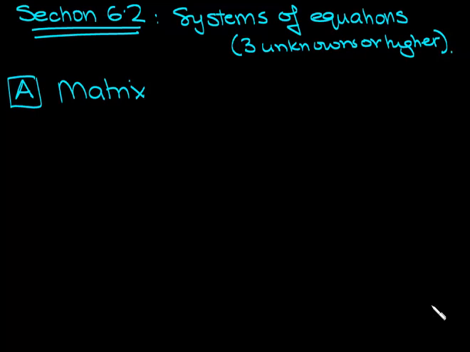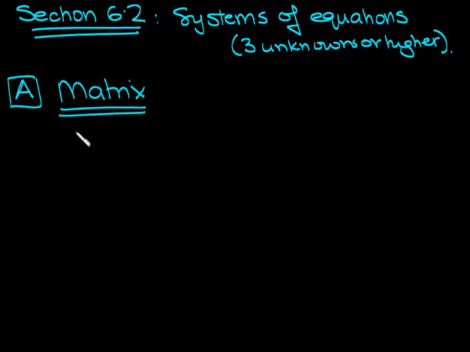Section 6.2, Systems of Equations. So in this section, we're going to continue with what we started in the last section, solving systems of equations. In the last section, we took a look at a system that had 2 equations and 2 unknowns. In this section, we're going to take a look at a system that has 3 unknowns, 4 unknowns, 5 unknowns, and so on. And again, the best way to solve a system that has a large number of unknowns is by matrix elimination. Okay, and to do that, we first have to study something called a matrix.